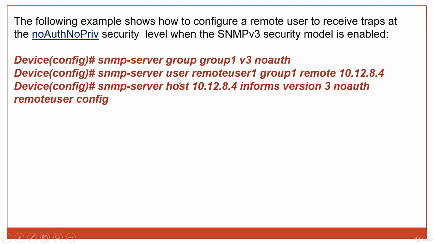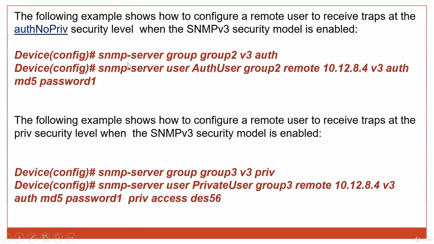And then we can give the user as a remote user, part of group 1, and the remote server is 10.12.8.4. Then SNMP server host, and there we have the informs version 3 with no auth. Again, the remote user config. So we can go and give the configuration like that. This is the case with no auth and no priv.